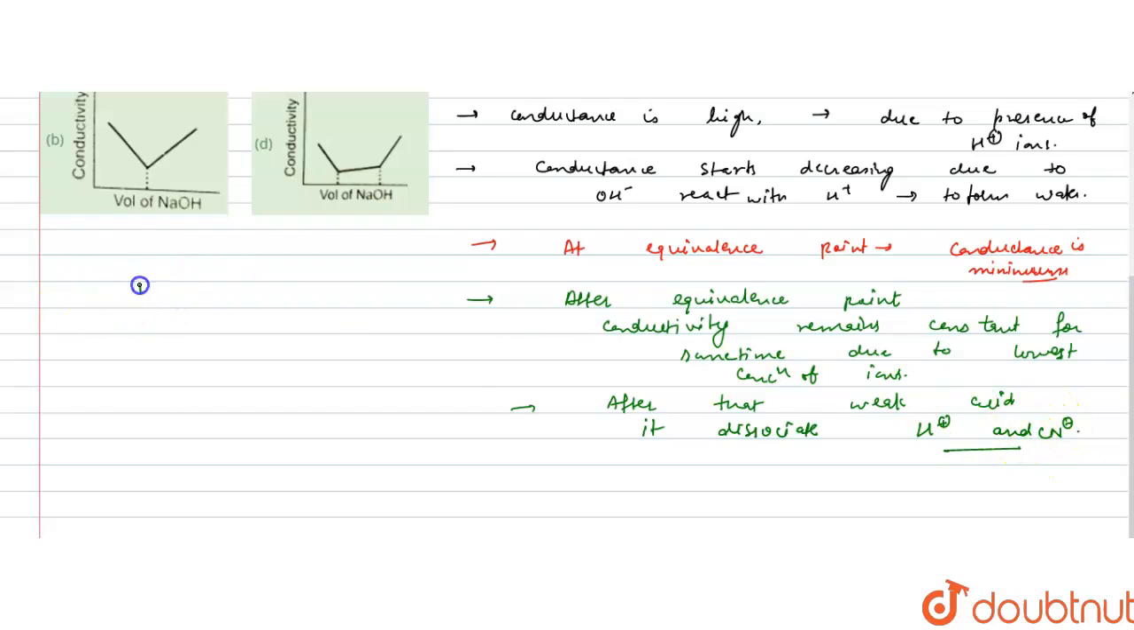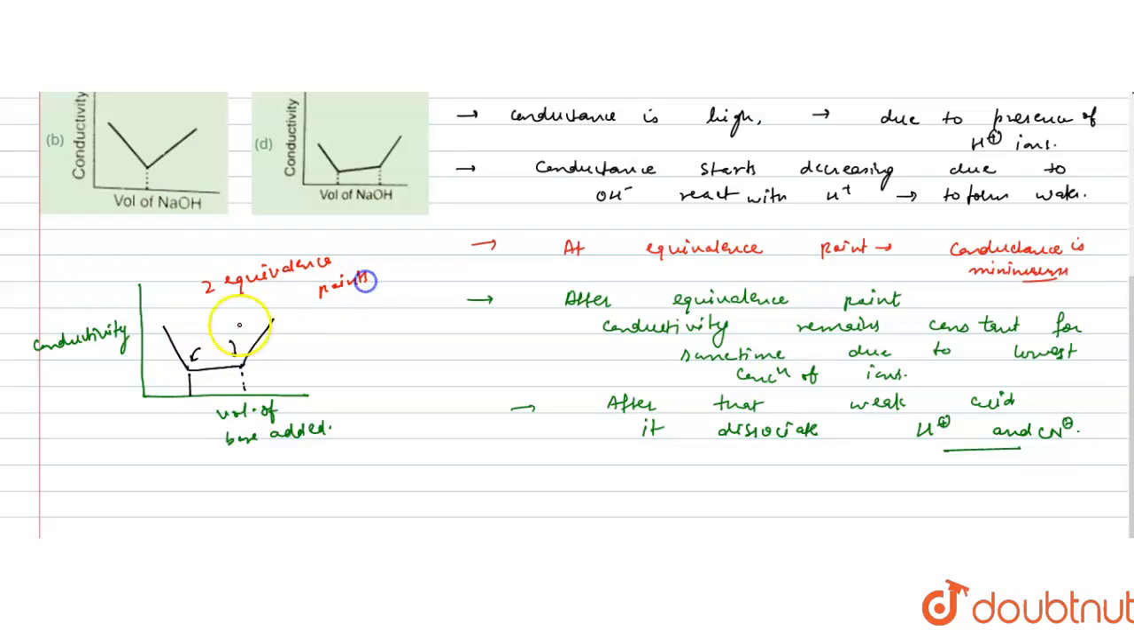So our graph would be like this: if this is the conductivity and this is the volume of base or NaOH added. At first, the conductance will be high due to the presence of H+ ions from HCl, and after that it starts decreasing due to neutralization by the OH- ions, and it becomes constant for some time after the equivalence point, and after that it starts increasing again. It means we will get two equivalence points. This one is for the strong acid HCl, and this one is for the weak acid HCN. So the graph would be like this.